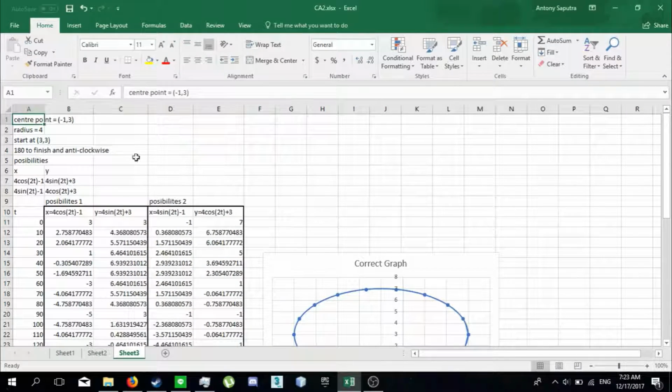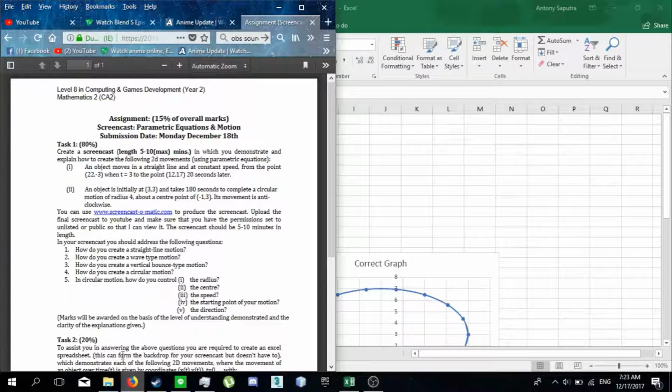The next one is the speed. The speed is 180 to finish, 90 to finish, 360, or even more. It's just how you multiply with the t. So 2t would be 2 times faster, and half t would take longer to finish, probably 720 or something, and then if it's 3t, it's going to take 120 to finish.